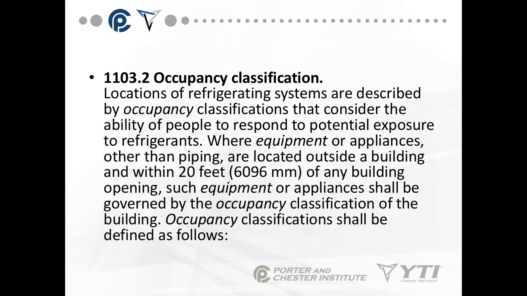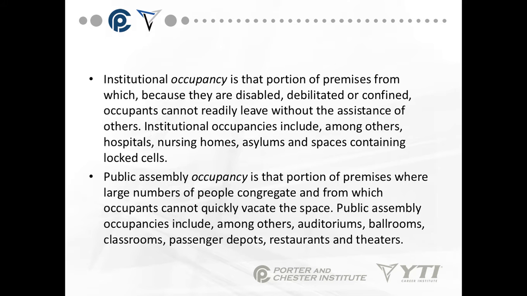Locations of refrigerant systems are described by occupancy classifications. Where equipment and appliances other than piping are located outside of a building and within 20 feet of any building, you have to worry about occupancy. Institutional occupancy is a portion of premises where occupants are disabled, debilitated, or confined and cannot readily leave. Public assembly occupancy is a portion of premises where a large number of people congregate, from which occupants cannot quickly vacate the space.